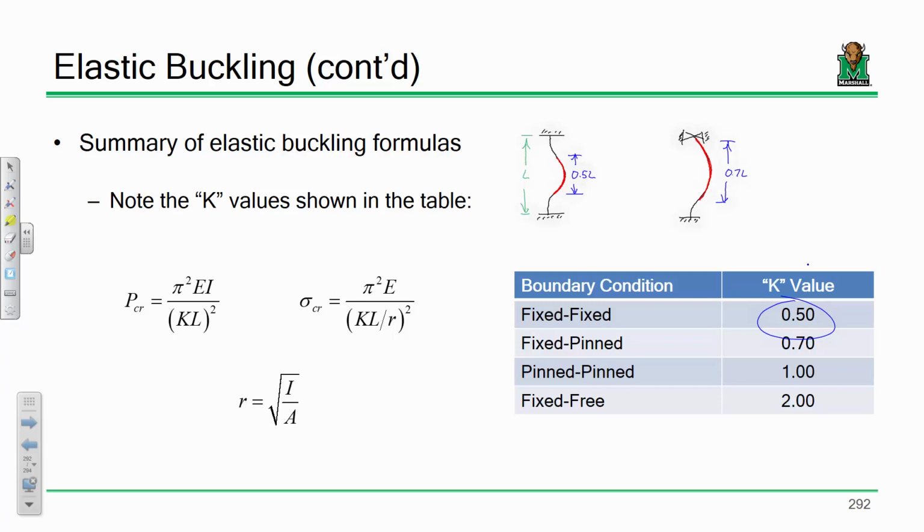So really, everything that's on this slide is pretty much everything that you need in order to determine buckling loads. Okay, so we have all of our K values, we have our critical buckling load and our critical buckling stress, and then the only term that's probably a little new is the radius of gyration. And the radius of gyration is just the square root of I over A. Okay? Sound good? That sounds good. Let's do some problems.